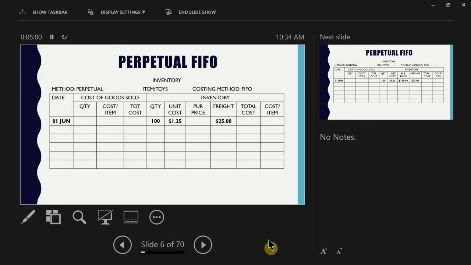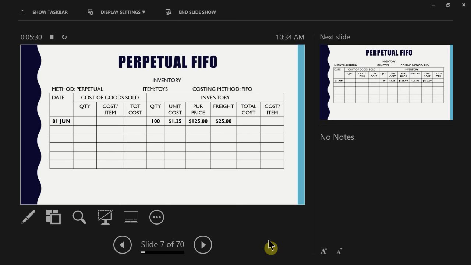So we're going to bring it up to our table again. As you remember, our table has three sections, right? In this case, we're not dealing with cost of goods sold. We're dealing with purchases, so we're going to stay in the middle section, right? We're going to enter in our numbers just as is, right? We purchased a total quantity of 100 toys, costing the unit price of $1.25, with the freight costing $25.